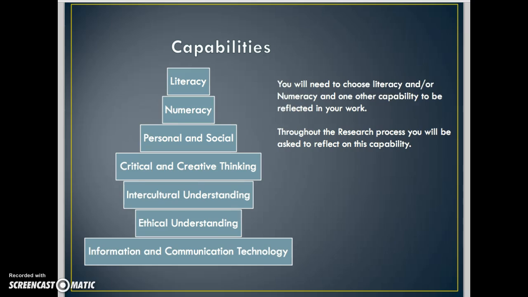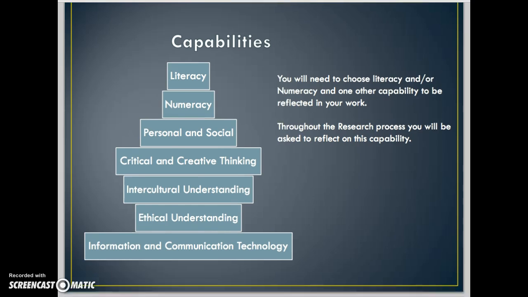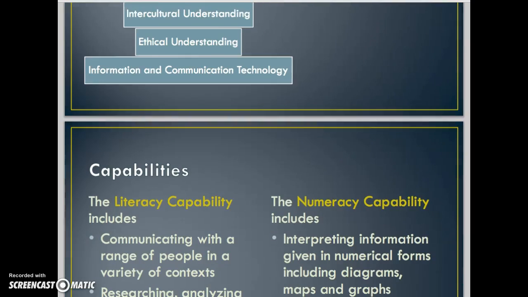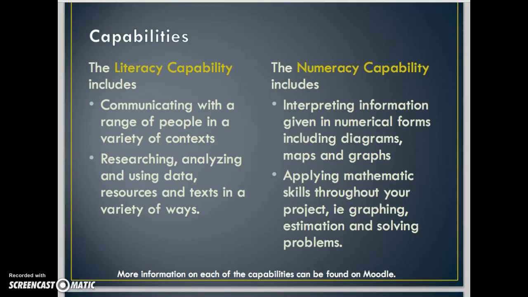So the number one thing you need to think about is which capability do you think is most closely related to your research topic? The second thing you need to think about is which capability do you personally want to develop? Which capability is the one that you think you'll most passionately be able to undertake development of during your project? Let's have a look at them.